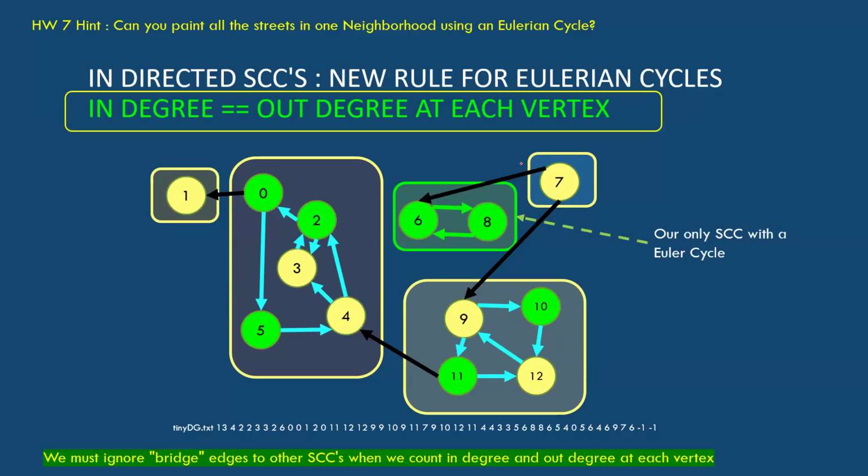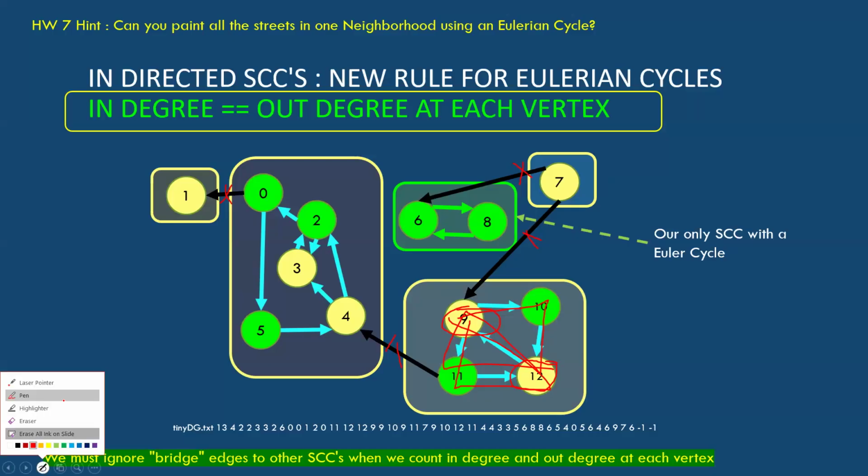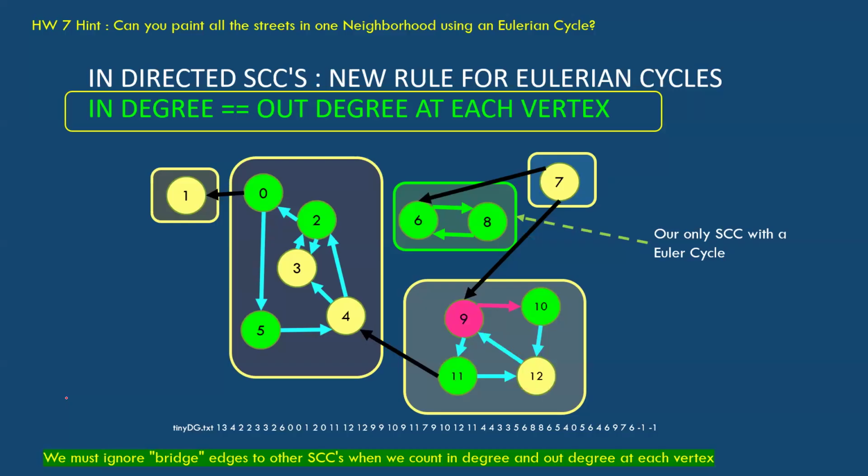So we have to make sure we ignore the things that are not inside of each strongly connected component. And we've got to make sure that we can get back home again after visiting all the edges, okay? So traveling around and not getting back home doesn't count. Think of yourself as a street cleaner or a street painter. You want to get back home again at the end of the day, okay? So that's the last part of the challenge on homework 7. So not just an Eulerian path, an Eulerian cycle.